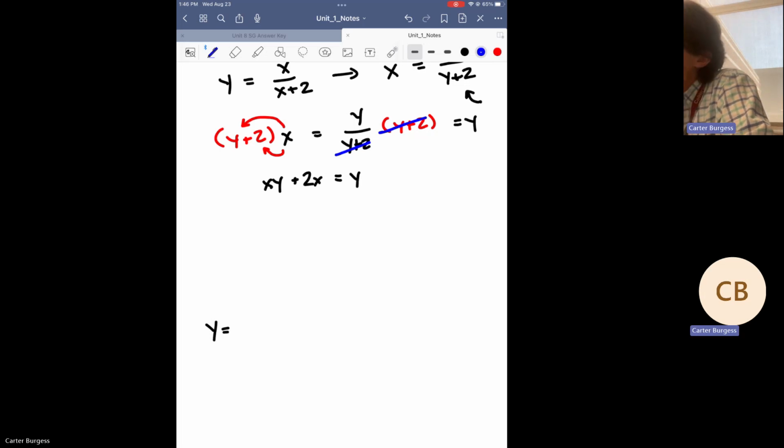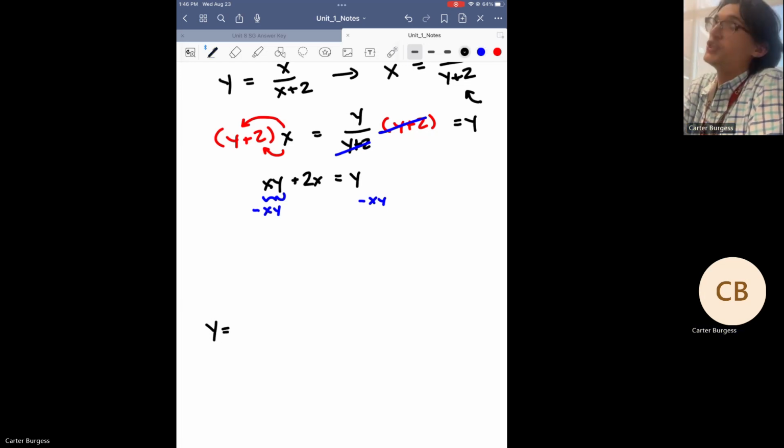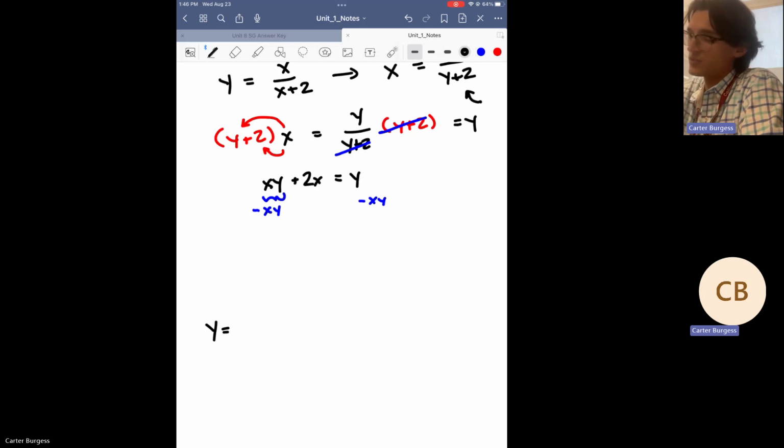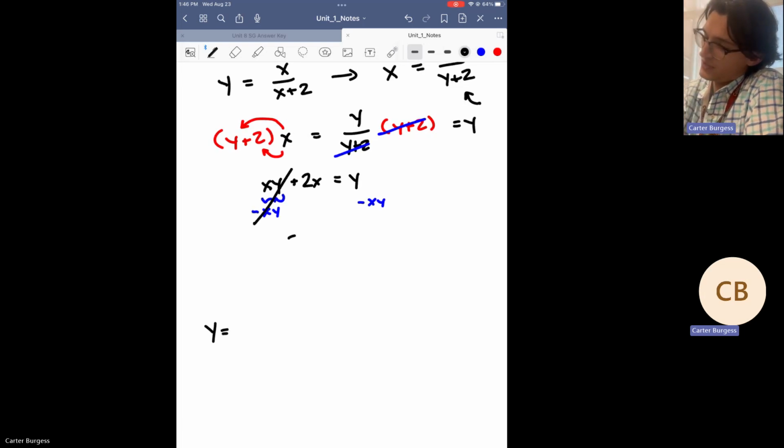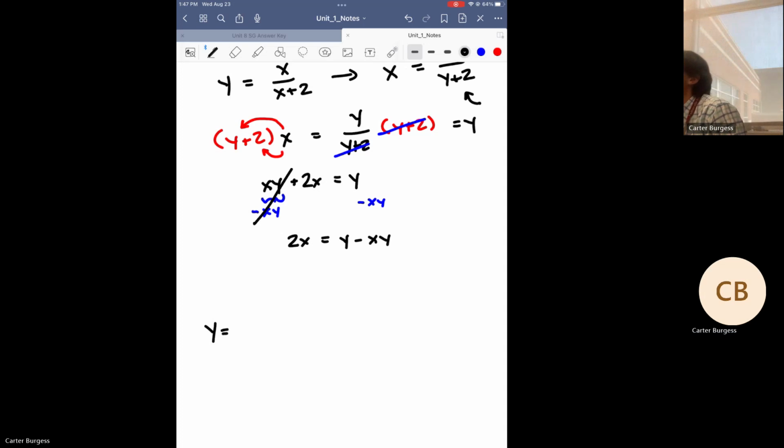The xy term. I want to take this and I want to move it to the other side of my equation. Let's subtract xy from both sides of my equation here. Okay, what do we end up with? 2x is going to stay the same. xy minus xy is just 0. So this is 2x is equal to y minus xy. Okay, we're actually super, super close to being done with it here.